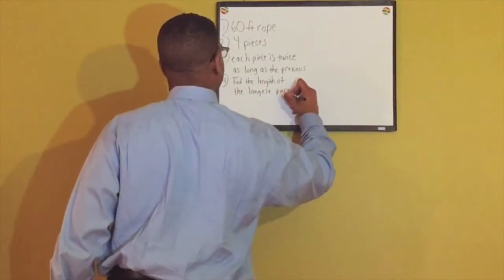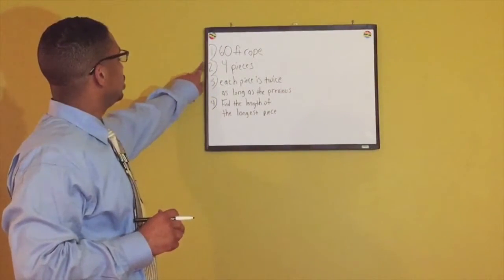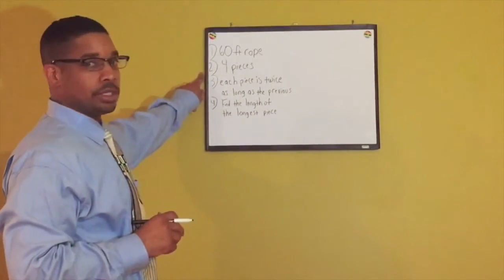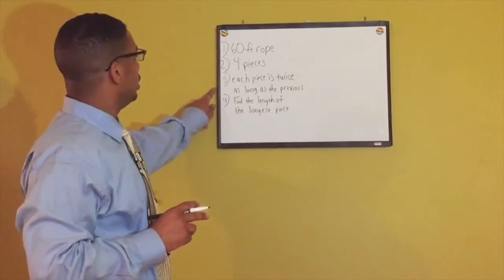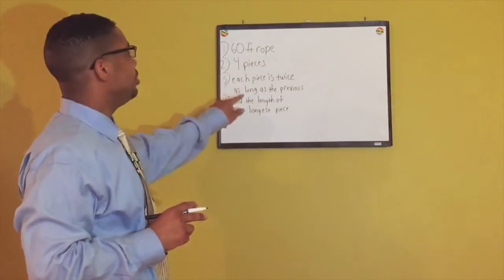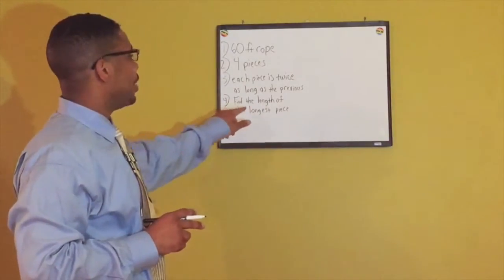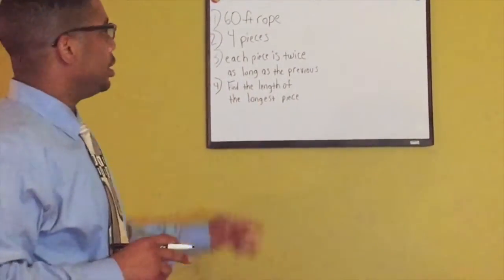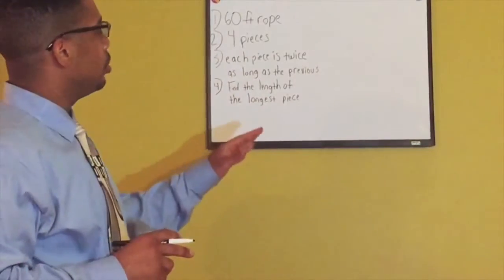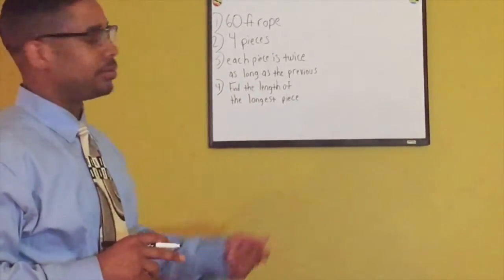Okay, just to recap. Detail number 1, there's a 60-foot rope. Detail number 2 is cut into 4 pieces. Detail number 3, each piece is twice as long as the previous. Detail number 4, find the length of the longest piece. These details are very important. And so what we're going to do is turn these details into an equation.